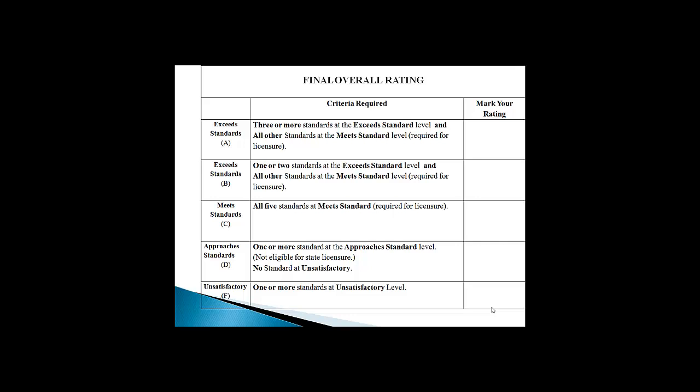Keep in mind that when you were rating an individual standard, you could have one function at the approaches standard level and still meet that overall standard. For this final rating, you will be looking at the overall ratings on each of the 5 standards. So in other words, to meet licensure requirements, one function in each standard could be at the approaches standard level, and you'd still be okay. But if one entire standard is rated approaches standard, then licensure requirements have not been met.